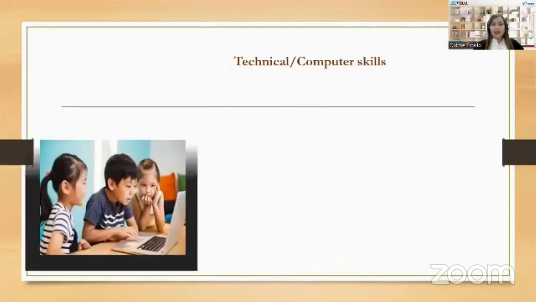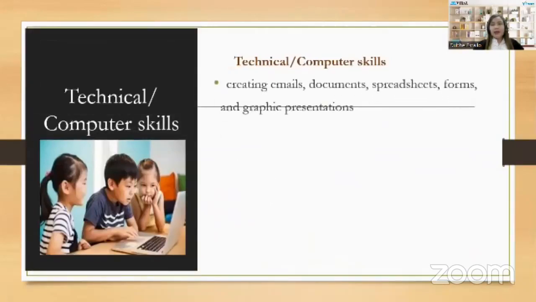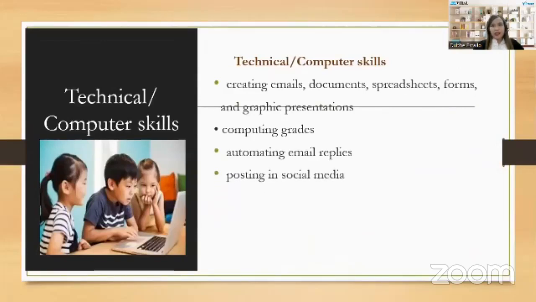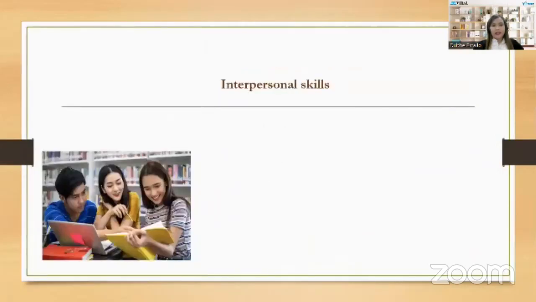Technical and computer skills, on the other hand, may be used by our students when they need to create emails or respond to emails, when they have to prepare documents, spreadsheets, forms, and graphic presentations, when they need to compute grades, for example, or compute costs, when they need to automate their email replies, automate their processes, automate their systems in the office or in their businesses, even when posting in social media. All these academic skills will come in handy for our students.